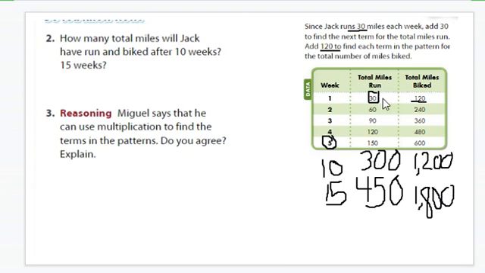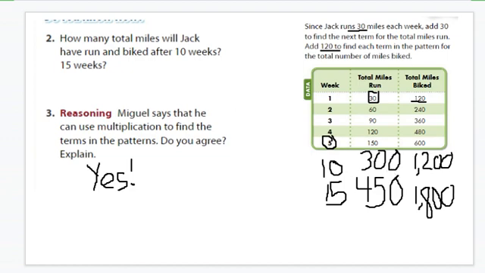And that's just a quicker way to find out your distance at a week that's in the future without continuing the graph on week by week by week, which kind of answers number 3. Miguel says that he can use multiplication to find the terms in the pattern. Do you agree? And the answer is yes. You can, and I just showed you how.